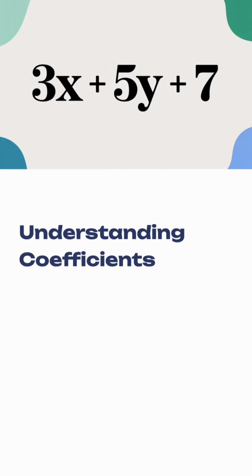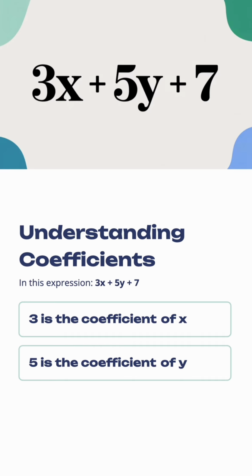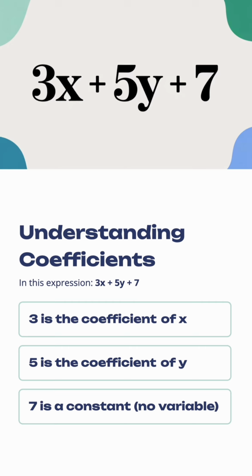Understanding coefficients. Now let's examine this expression, 3x plus 5y plus 7. Here we can identify 3 distinct parts. The number 3 is the coefficient of x. It tells us how many x's we have. Similarly, 5 is the coefficient of y. And that 7, that's a constant because it has no variable attached to it.